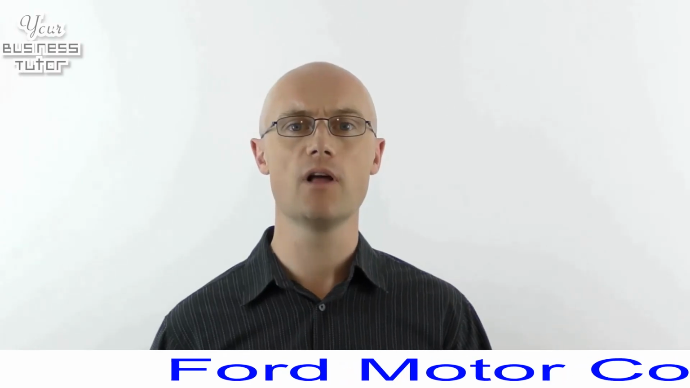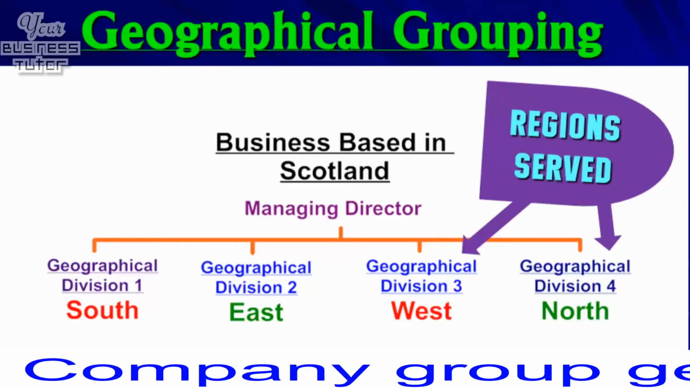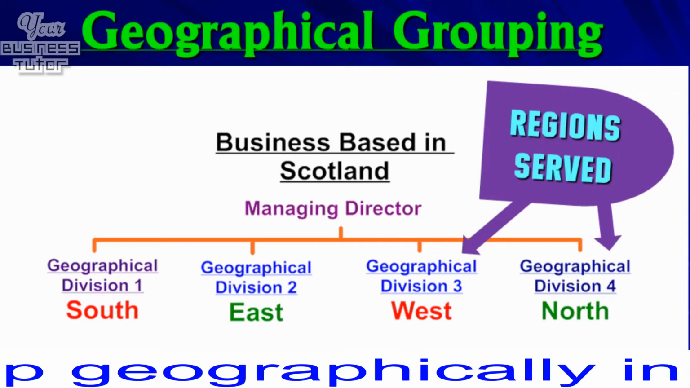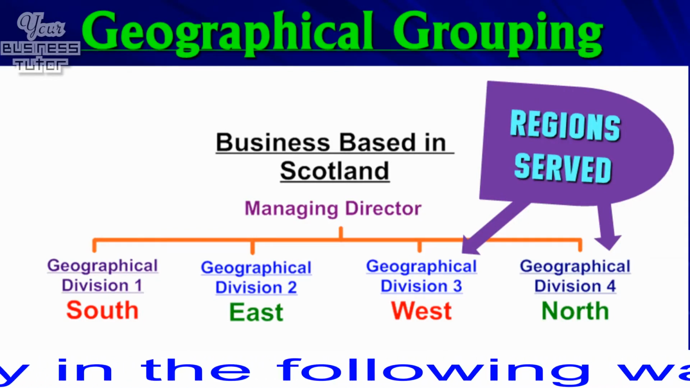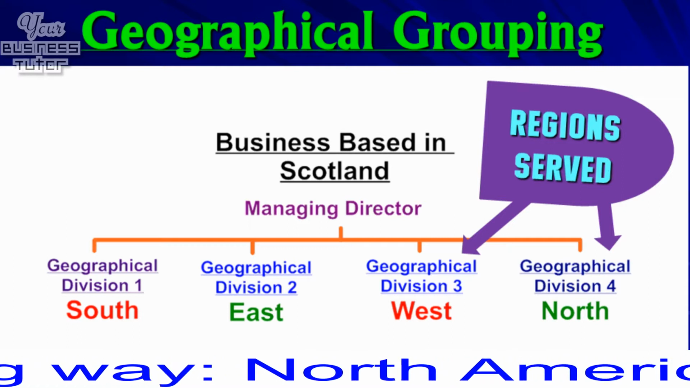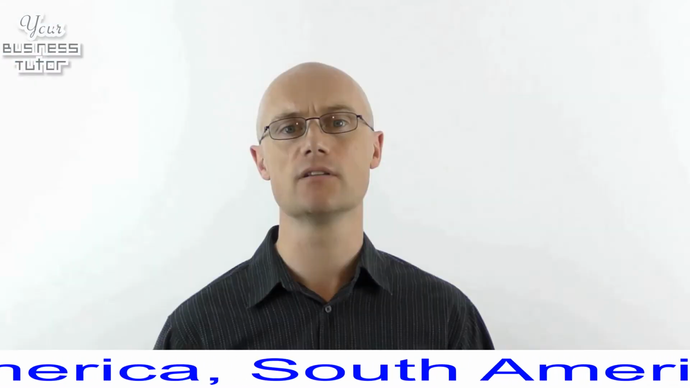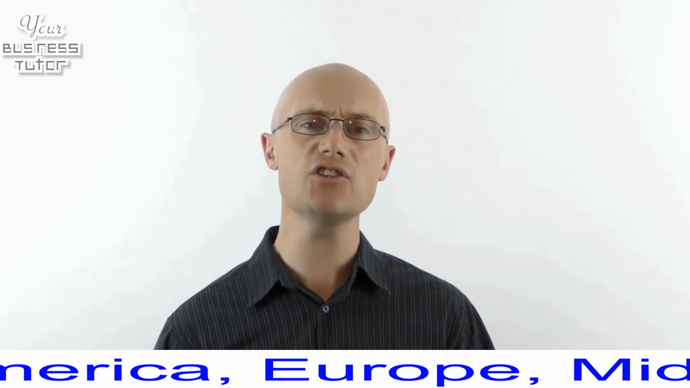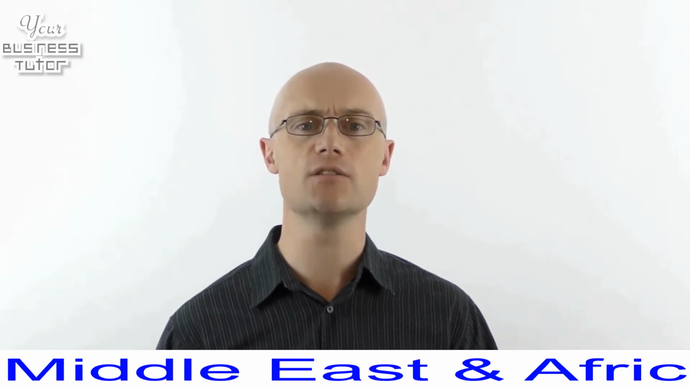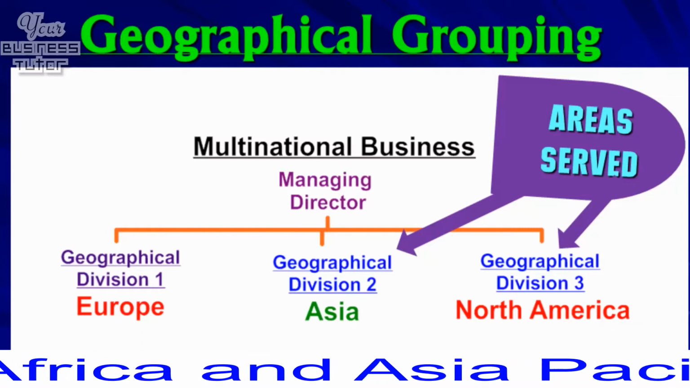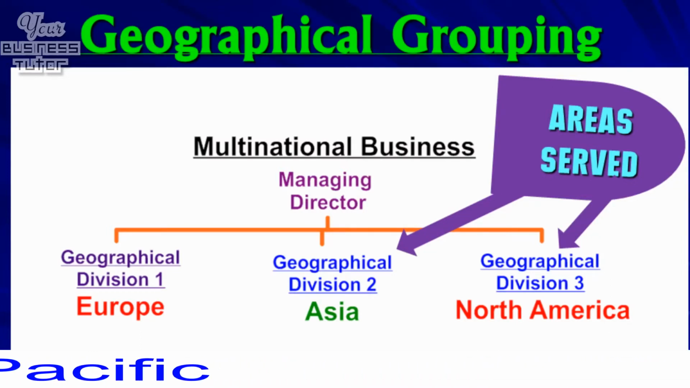Geographical grouping of staff occurs when an organisation allocates staff to divisions based on the areas, regions or countries they operate in. For example, as the diagram shows, in a business located in Scotland, 4 divisions may be created which serve the south, east, west and north of Scotland. Whereas in a multinational organisation, 3 divisions may be created which serve Europe, Asia and North America.